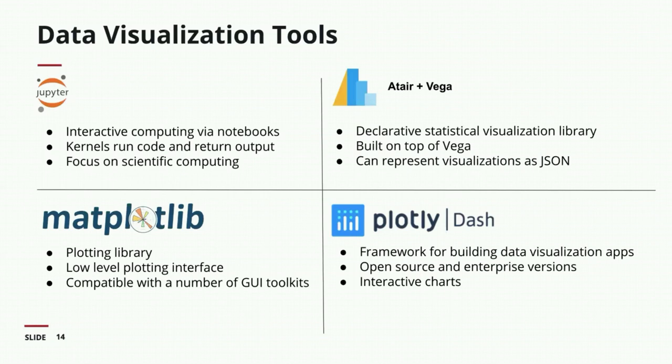One of those is actually Altair and Vega. And this is actually what we have been looking into recently at ZeroFOX. What's really cool about this combination of Altair and Vega is that it's a declarative statistical visualization library. What that means is that you can essentially declare what your visualizations should look like, and then Vega interprets those and figures out how to render them.